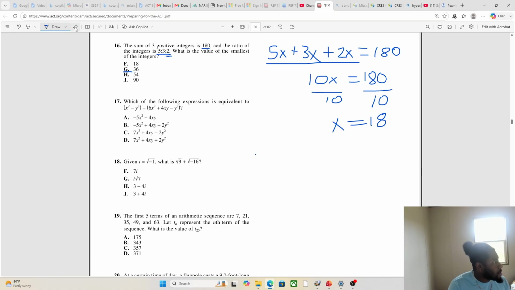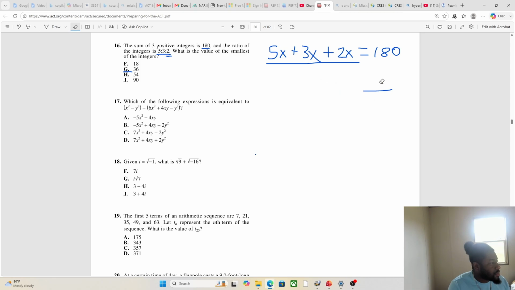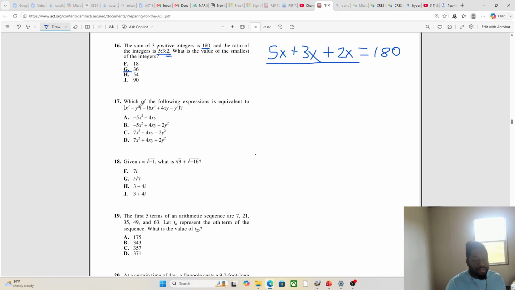Which of the following expressions is equivalent to the quantity? Whenever I say the quantity, that means parentheses. So you have the quantity x squared minus y squared minus the quantity 6x squared plus 4xy minus y squared. I'm just going to distribute this negative sign to everything.